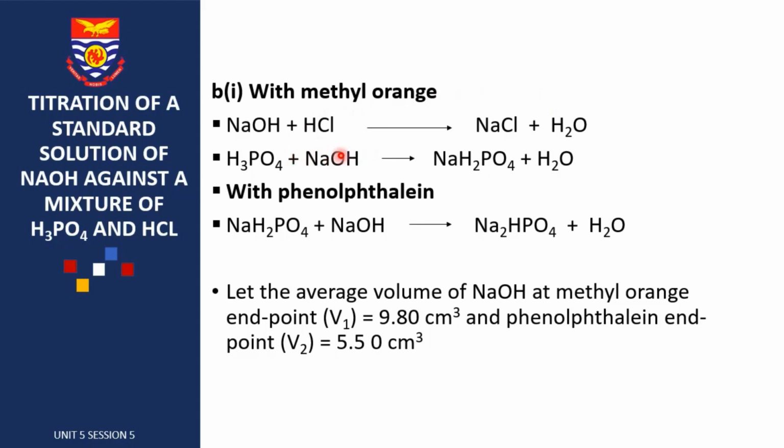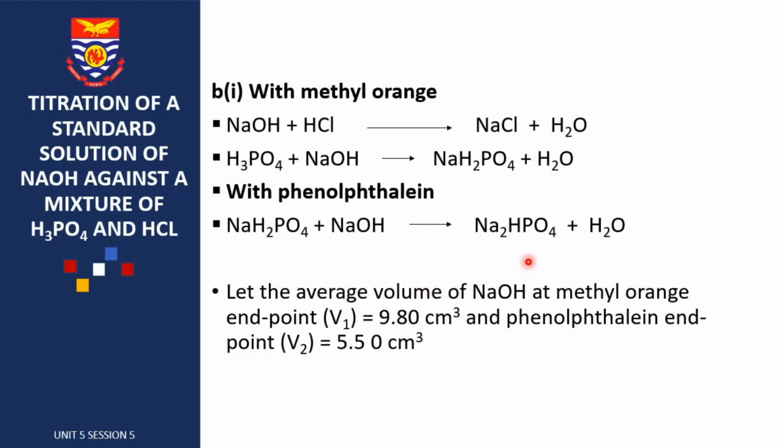What is happening at the phenolphthalein endpoint? Remember, since it's a continuous titration, we look at what is resulting from the methyl orange endpoint. And here, since all the HCl is gone, we only have this sodium dihydrogen phosphate remaining there. And here also we have the next ionization taking place, the second stage. So we have one of these 2 hydrogen atoms here being replaced by sodium. So we have this taking place.